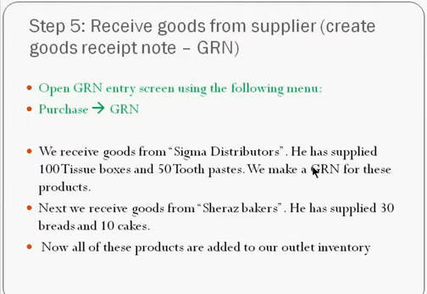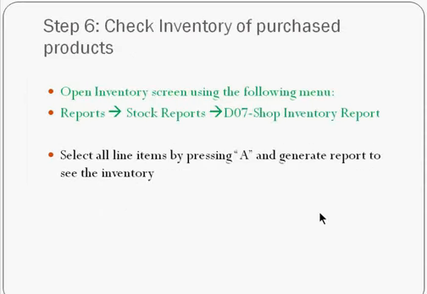In the next step, we created GRN. Remember, before doing this, we logged out and again logged into the system and then created two GRNs. We received goods from Sigma distributor, 100 tissue boxes and 50 toothpastes. We created a GRN from Shiraz bakers and entered 30 breads and 10 cakes. And we checked the purchased inventory through reports, stock reports, and D07 shop inventory report.